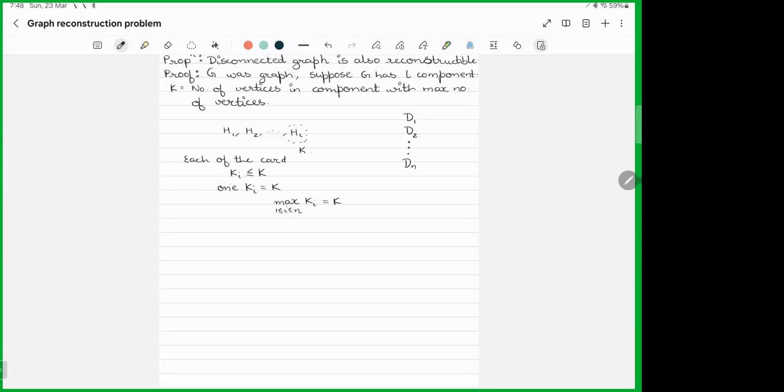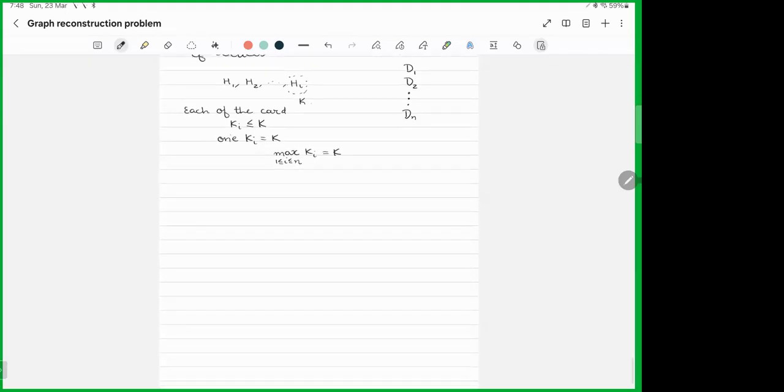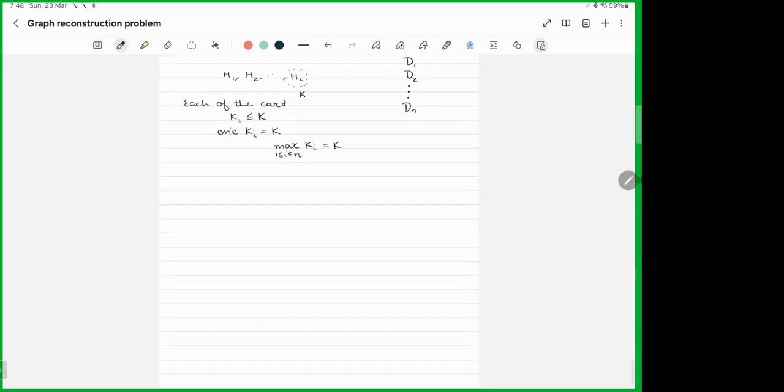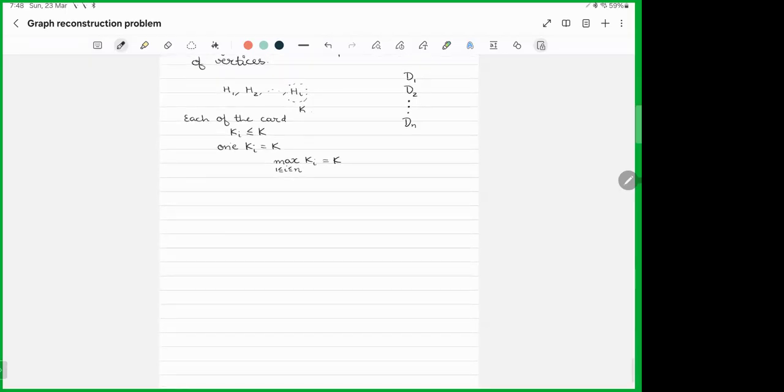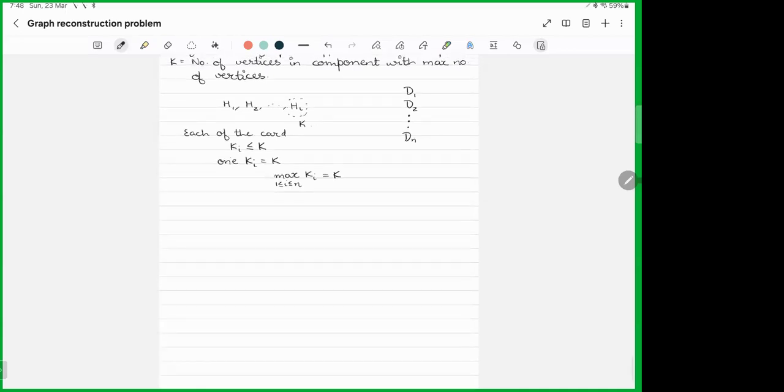Now, since you know this k, and now we are also able to find all the k vertices components of the original graph, how can we find the remaining components? Does anyone have any idea? Or are you guys thinking about that?